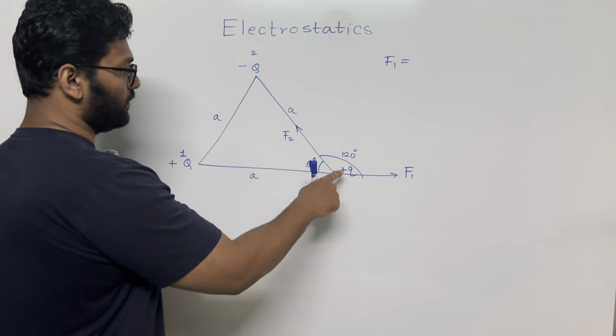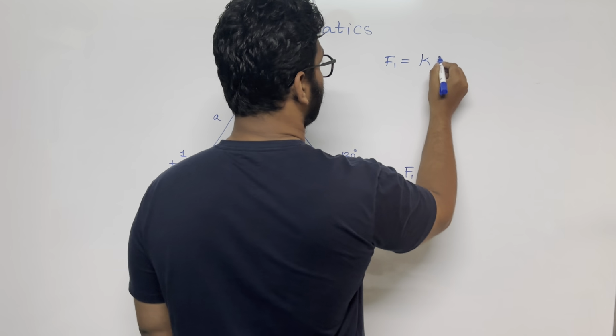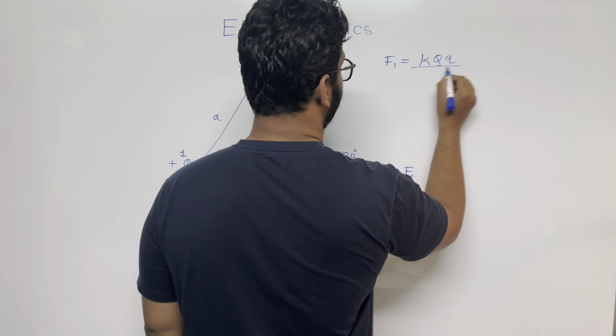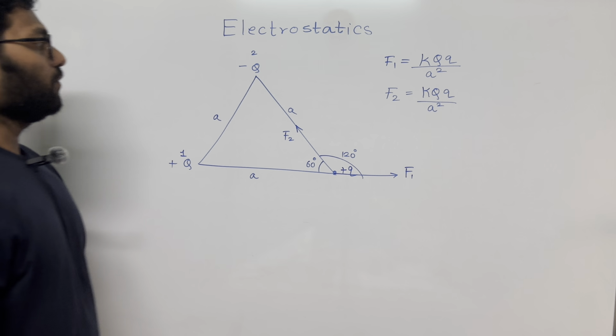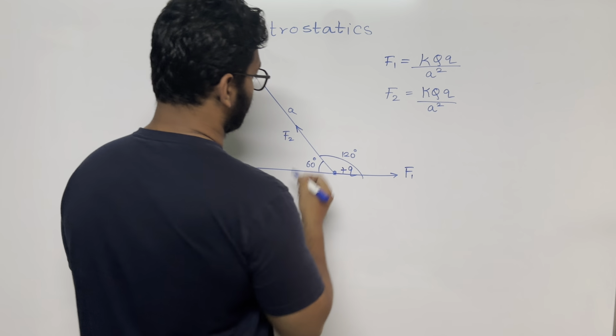This is capital Q, this is small q. So this is K capital Q small q divided by a square. And this is F2. F2 is attractive, but I will write the magnitude only. So it is K Q small q divided by a square. Again the same, right? Both of them have the same magnitude.